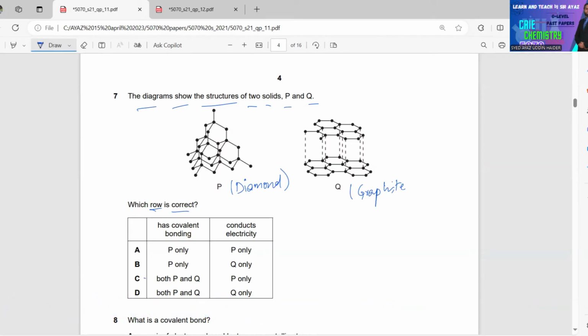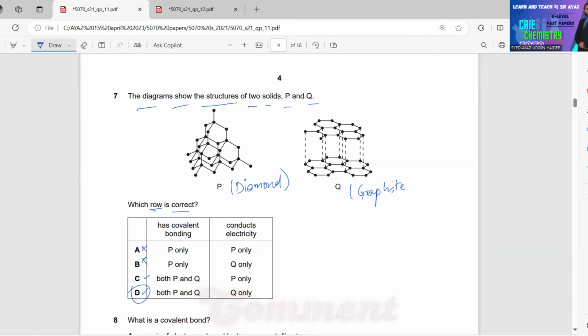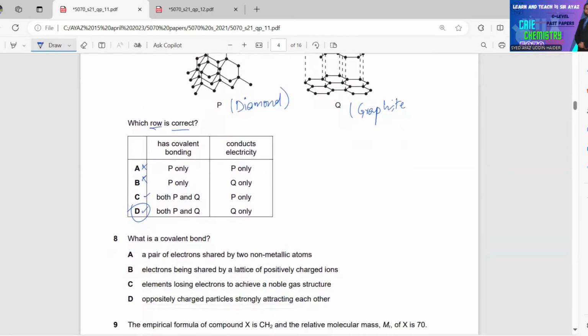Both of these contain covalent bonding. So either C is correct or D is correct. Both A and B are incorrect. Both P and Q contain covalent bonding. Only Q conducts electricity, so D must be the right answer. Diamond does not conduct electricity, and Q is graphite and it conducts electricity.